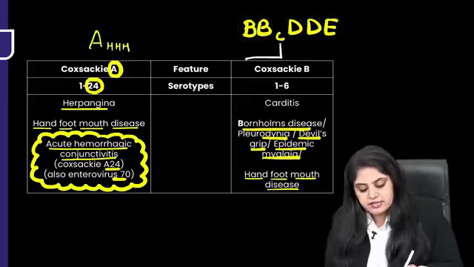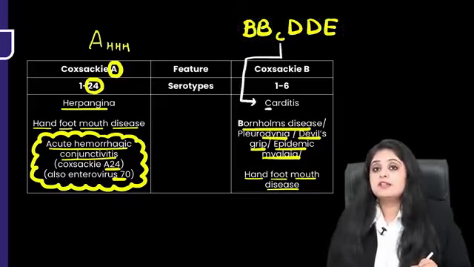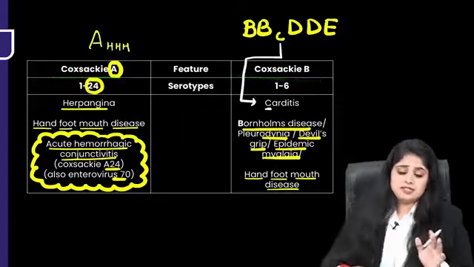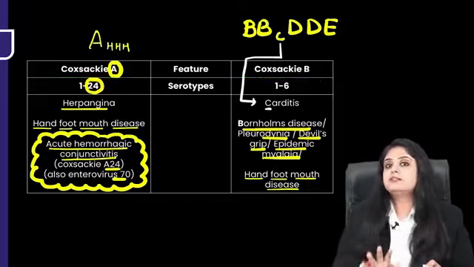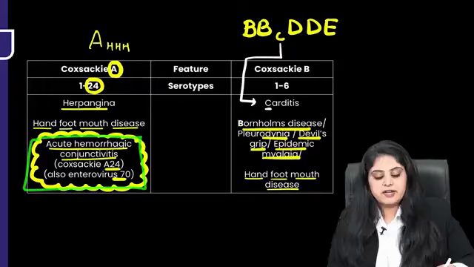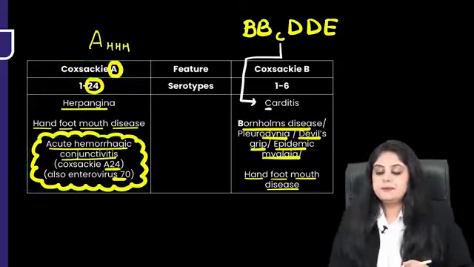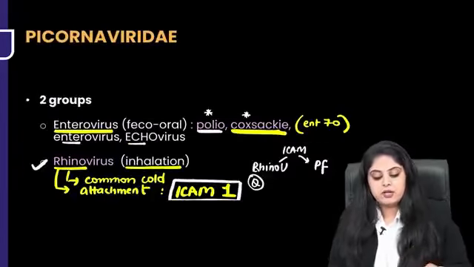And what is this tiny little C over here? It can also cause cardiac involvement, that is carditis. So please note, these are the differences. But if you ask me, ma'am, especially for FMG students, what is that one thing in this table that I have to learn? I will say, learn acute hemorrhagic conjunctivitis is caused by Coxsackie A24. That is what you learn. Okay, done with this. We are done with the entire Picornaviridae family, right? Picornaviridae is done.